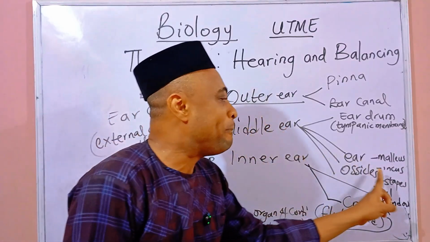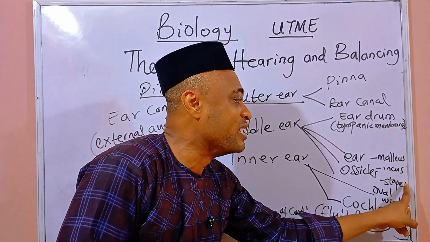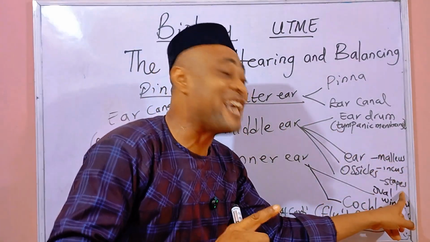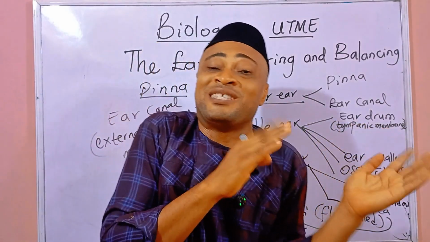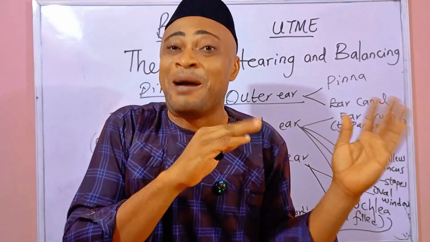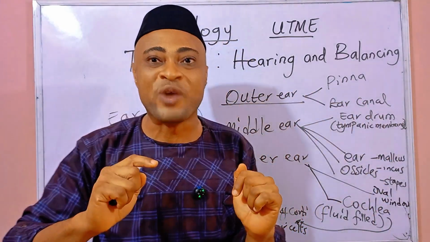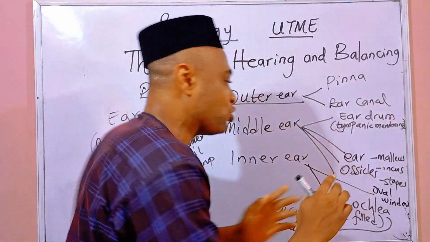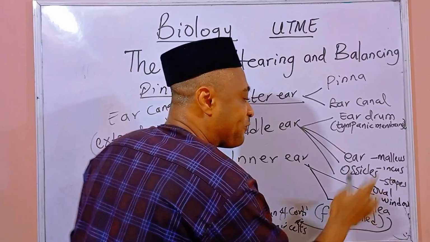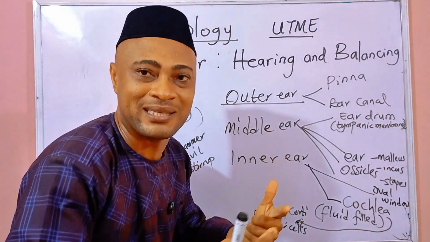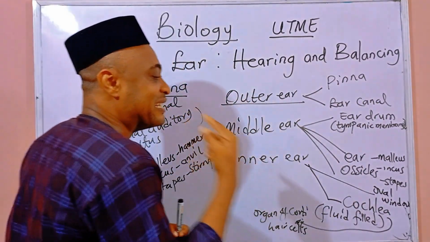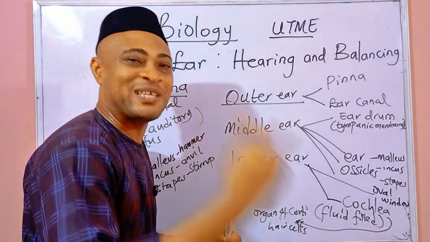So as that amplified sound gets to the stapes, remember the stapes is still vibrating, is it not? Because of what? The amplified sound. What will happen? The amplification leans on this oval window, and once it gets there, it passes through before it gets to what? Before it gets to the cochlea. It stimulates it. Now, the sound comes in as a mechanical sound, is it not?